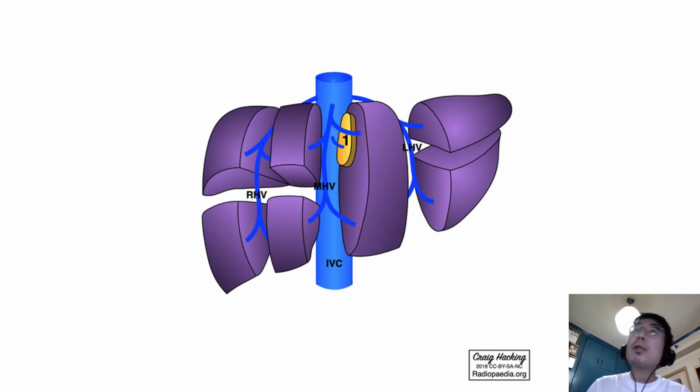This segment is bounded posterolaterally by the fossa for the inferior vena cava, anteriorly by the ligamentum venosum, and inferiorly by the porta hepatis. This is segment 1, also known as the caudate lobe.